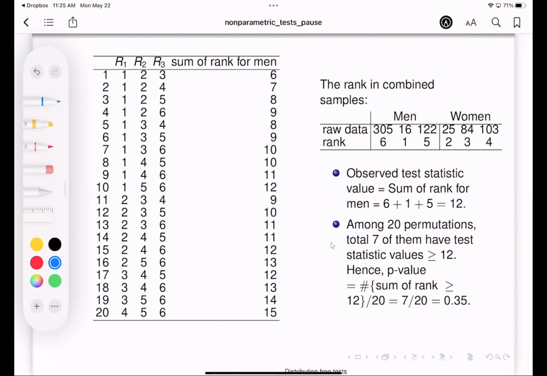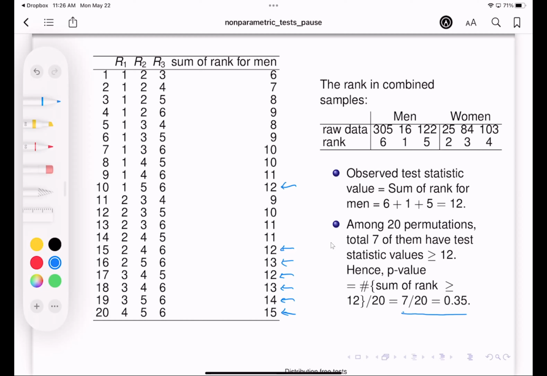Bigger or equal to 12. That's one, that's another one, and these. All these greater than or equal to 12 are the ones more extreme than the observed 12. So how big is this probability? In this case, we have 7 of those greater than or equal to 12. So the probability of observing something more extreme than what is in the data is 7 out of 20.